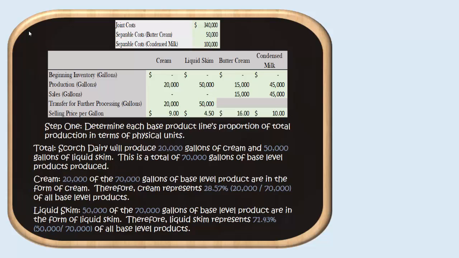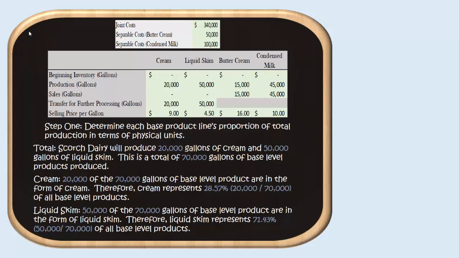Using this physical measures method, when we weight how much joint cost we are going to allocate to these base level products, we do it based upon some logical measure of physical production. What would be logical in this case? How about how many gallons we made of each of these base level products? When we produced cream, and at the same time its byproduct, liquid skim, we had 20,000 gallons of cream and 50,000 gallons of liquid skim. So a lot more that came out of production was in the form of liquid skim. Well, let's use that as our weight.